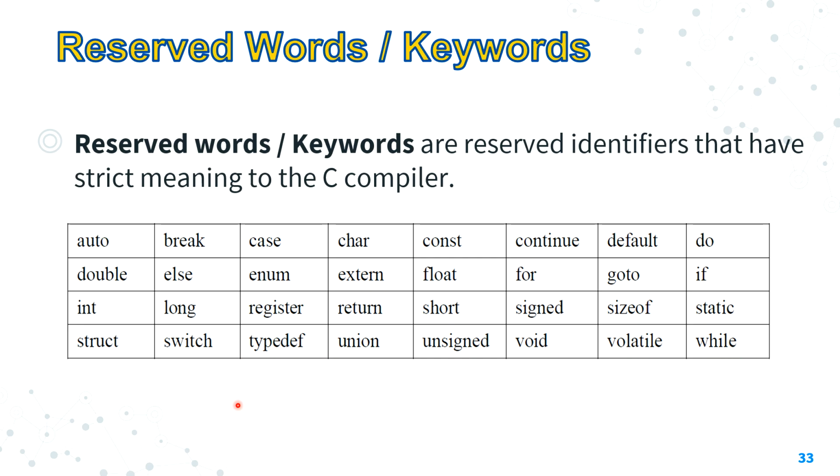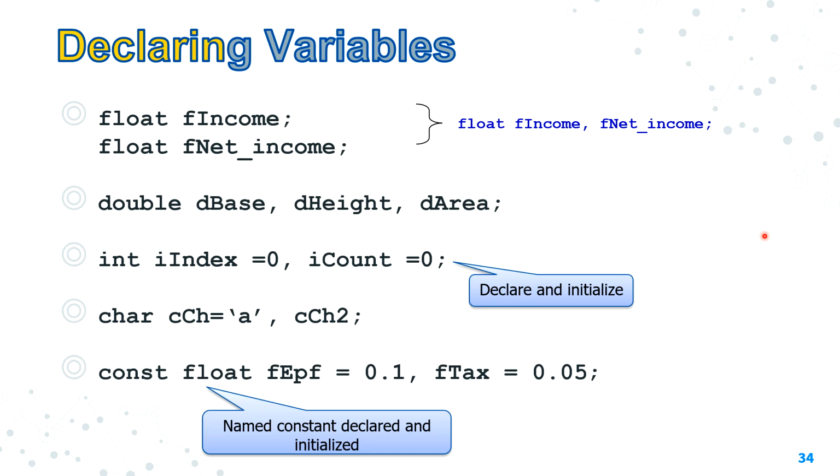Because keywords already have a strict purpose in C, using them as identifiers will cause syntax errors. Syntax errors happen when we break the grammar rules of C. The compiler can easily detect them, and the program will not run until they are fixed. Now, let's take a look at the code written here line by line for declaring variables.